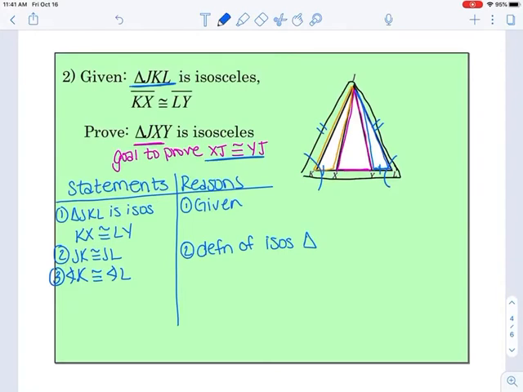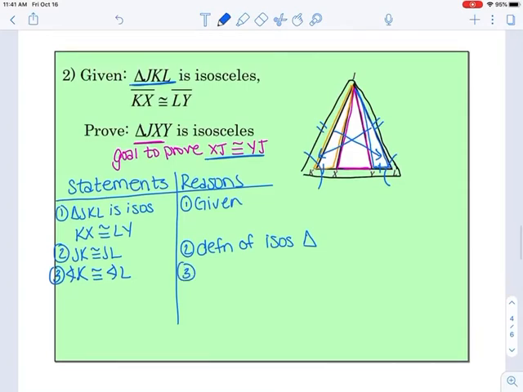Okay, and that is not by definition of an isosceles triangle. Remember, an isosceles triangle is technically classified by sides. So its definition is that it has two congruent sides. Its definition is not that it has two congruent angles. But what I can say is if I know that the two sides of the triangle are congruent, that the angles opposite those congruent sides are congruent. So the reason is angles opposite congruent sides are congruent.